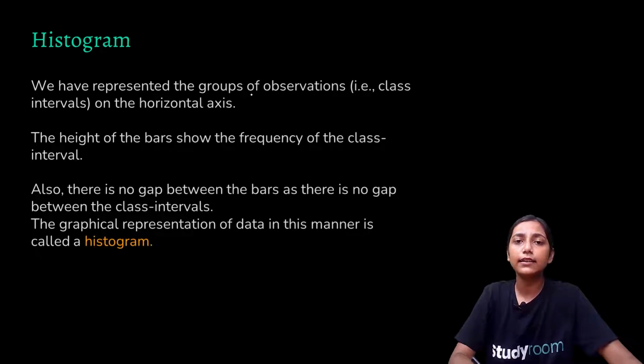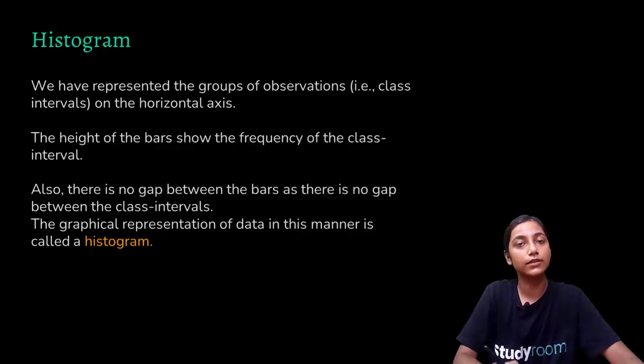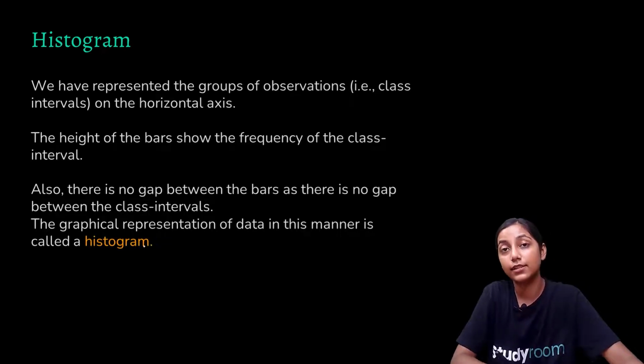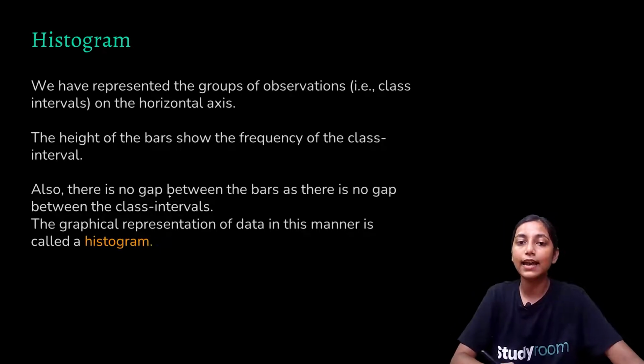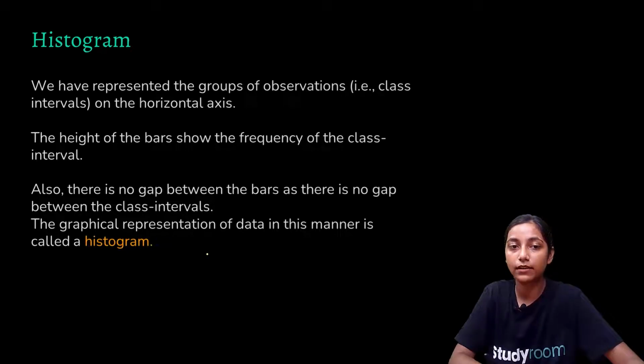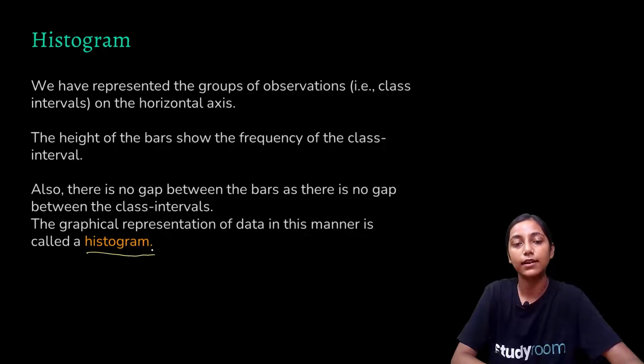Now we have represented the groups of observation, that is class intervals, on the horizontal axis. We know on the x-axis we represent the class intervals, and the height of the bars shows the frequency of the class interval. We also know that there is no gap between the bars. Why? Because there is no gap between the class intervals either. Such a graphical representation of data is known as a histogram. So when all these conditions are satisfied, then the manner of graphical representation of data is called a histogram. This is what a histogram is.